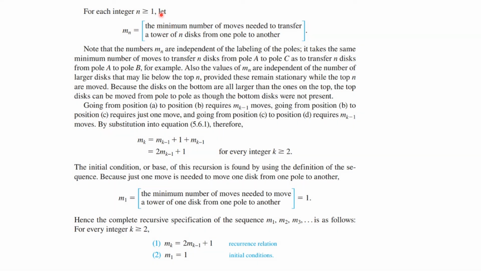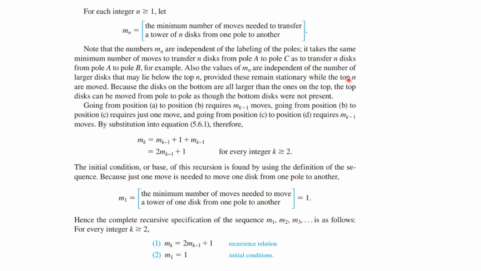Okay, so let n be greater than or equal to 1 and let m_n equal the number of moves needed to transfer a tower of n discs from one pole to the other. Now notice that this is independent of the labeling of poles. It takes the same minimum number of moves to transfer n discs from pole A to pole C as to transfer n discs from pole A to pole B, for example.